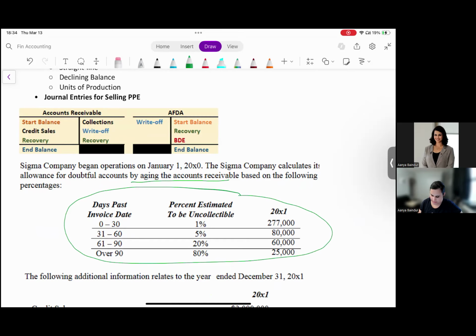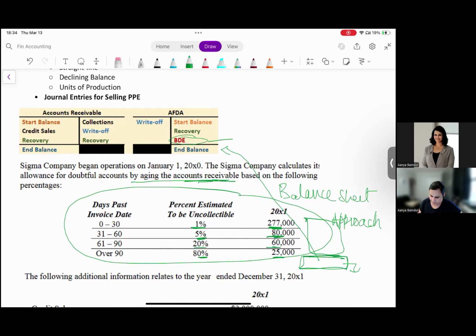So this means that since we are aging accounts receivable, this is the balance sheet approach. Which means we find whatever percent. So we take 1% of this amount, we take 5% of this amount, we take 20% of this amount, and we take 80% of this amount. And whatever values we get for that, we add them all together. And that value that we get at the end is our end balance for allowance for doubtful accounts. So this value, we'll put it in here, which means the only unknown that we'll have will be the bad debt expense. And then we'll find the bad debt expense out. So let's go ahead and start solving this question.